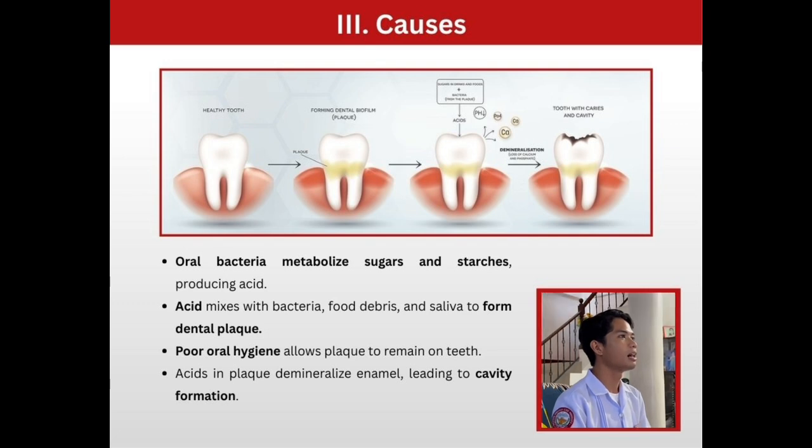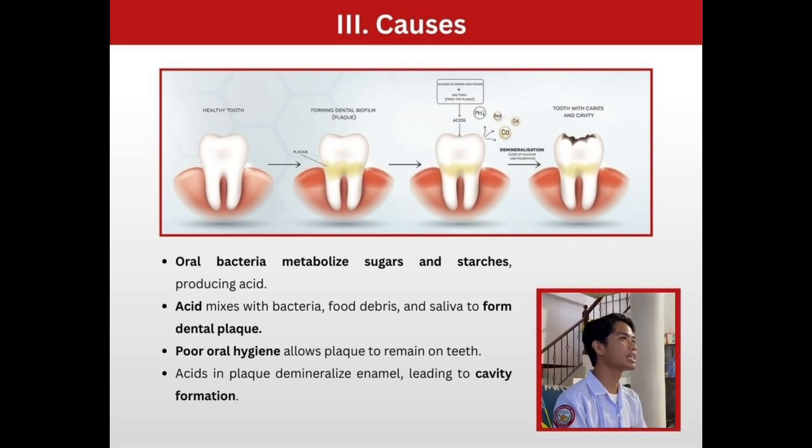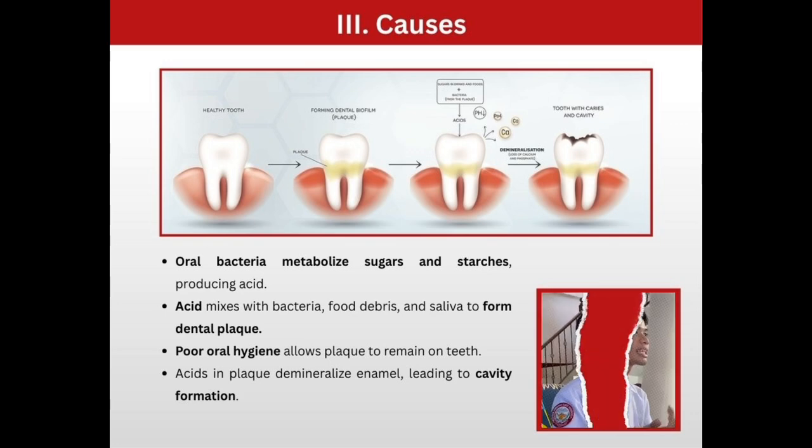Causes. For causes, dental caries begin when oral bacteria metabolize sugar and starches, producing acids that form plaque. Without proper brushing and flossing, these acids gradually dissolve the enamel and create cavities.